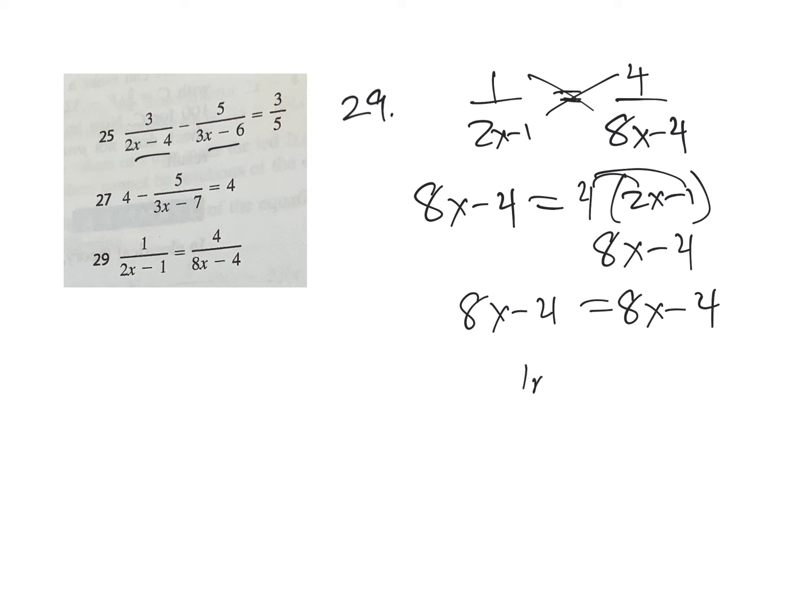So that means infinitely many solutions, because it's the same on both sides. No matter what you put on the left, it's going to work on the right. Okay, so if you solve for x here, you get 0 equals 0. And that's infinitely many. All right, let's move on. 31.